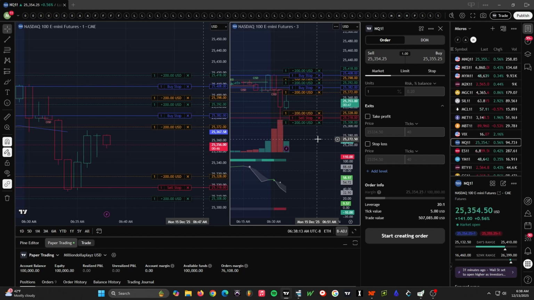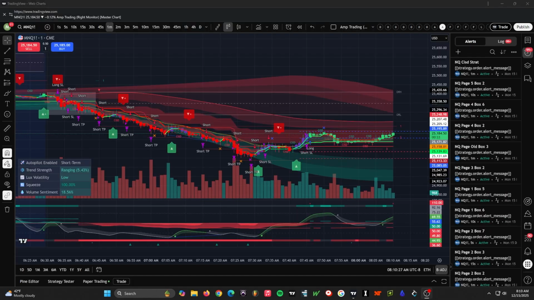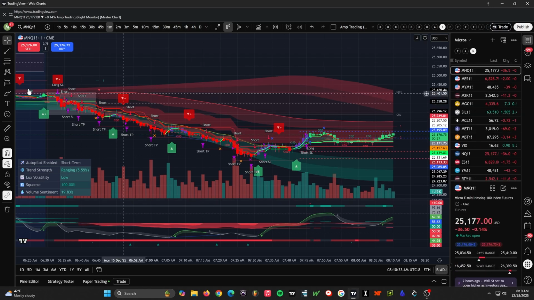Hey guys, $1 Million Plays here with the CISD LuxAlgo strategy. I'm going to be going over the modified rules. I'm using my all-in-one chart for added confluence because I didn't really like just this chart.